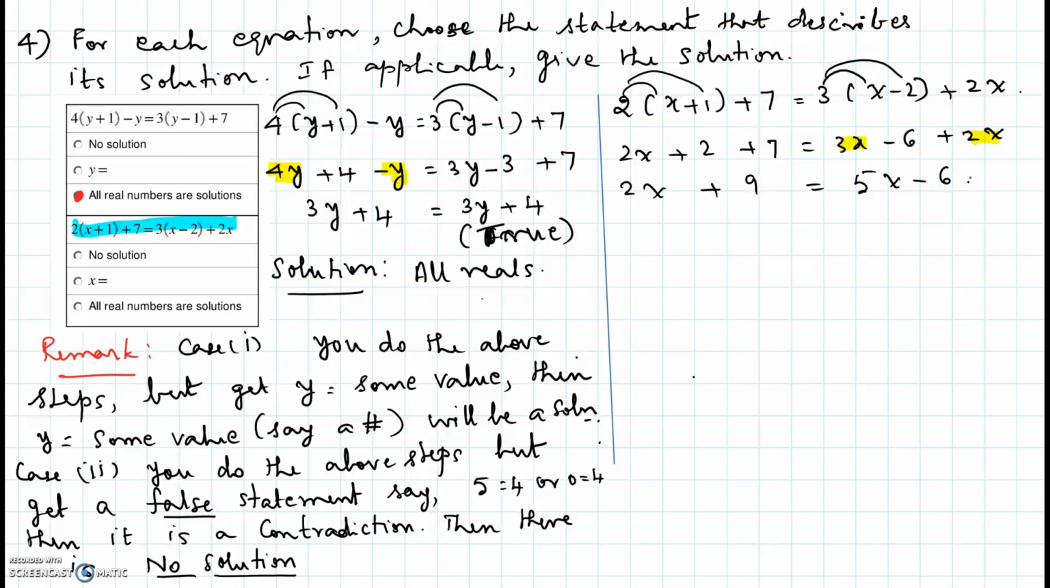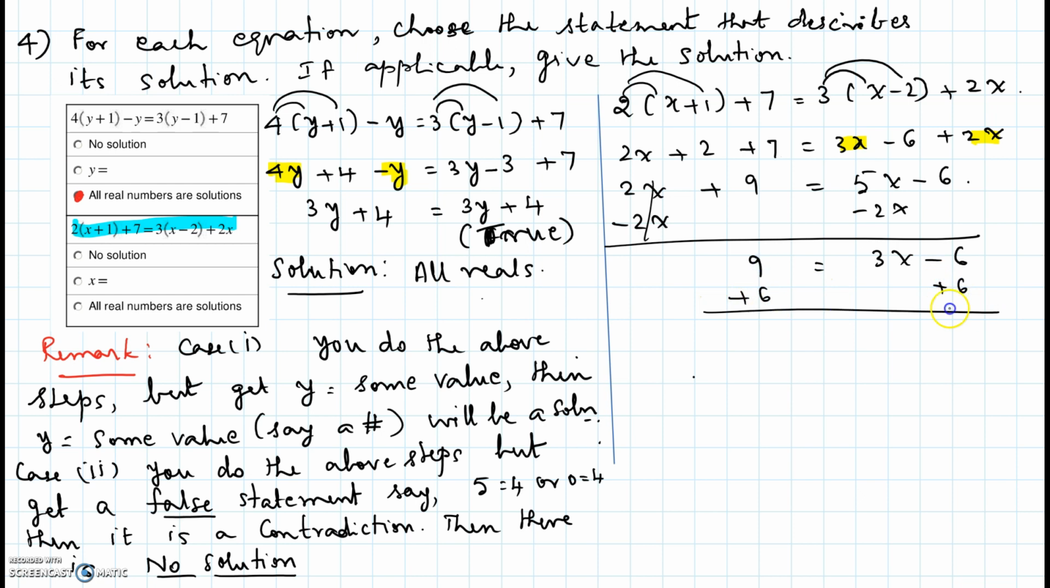Now you have to group the x terms together. So subtract 2x on both sides. So you get 3x minus 6 equal to 9. Then add 6 to both sides. So you get 3x equal to 15. So divide by 3 on both sides. So you get x equal to 5. So in this case, you would say x equal to 5.